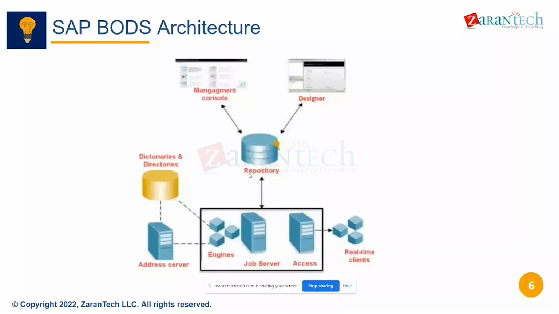When it comes to real-time services, it is always connected to the system, in milliseconds, from our repository or designer, whatever we call it. So it will save this server information, whatever the real-time job does. That real-time system information it will store in the dictionary or directories. That information it will get from the address server and throw to the engine. From this engine, through the job server, it goes to the repository.